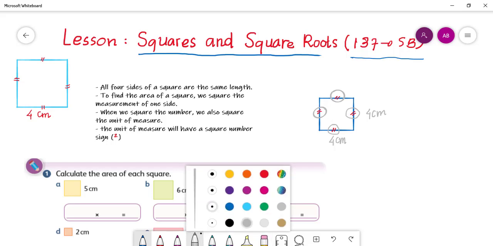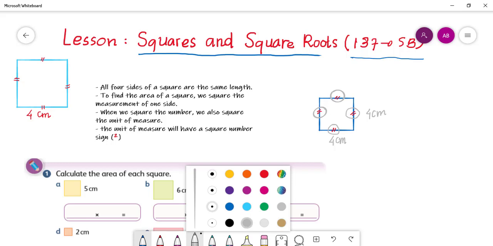If this mark means that it's also 4, and I didn't put the 4 over here, you can't ask Teacher Fia, "Teacher Fia, why don't you put the measure over here?" Of course, because I already put the mark, which means that they are all the same.